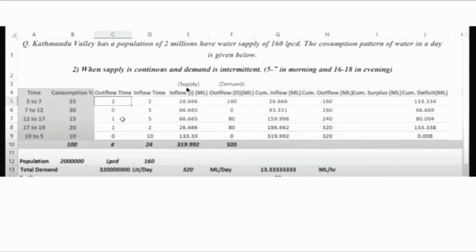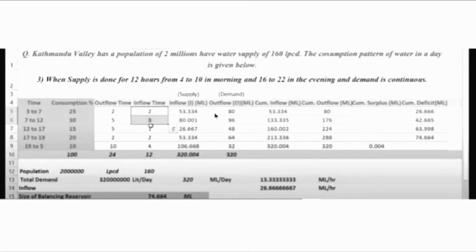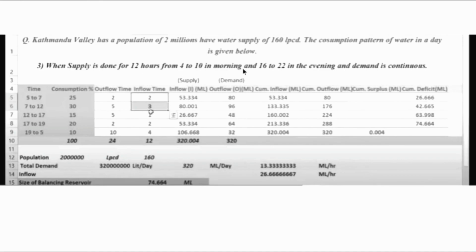Again, cumulative inflow and cumulative outflow are calculated, and the maximum deficit is 133.338, and the cumulative surplus is 0, as finally the 320 and 320 become equal and 0 in this step. Here all are deficit: 26 is less than 160, 93 is less than 160, 159 less than 240, 186 less than 320. So all are deficit, and here 0.008 is nearly the neutral value. But the maximum cumulative deficit is 133.338, so the capacity of the reservoir is 133.338.